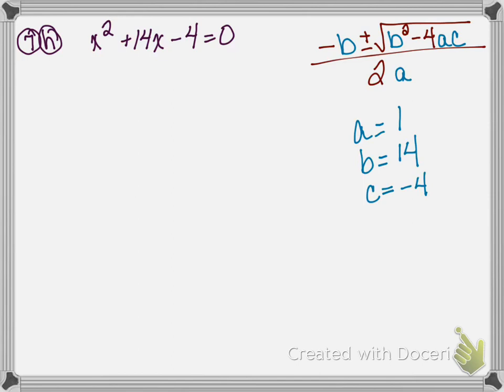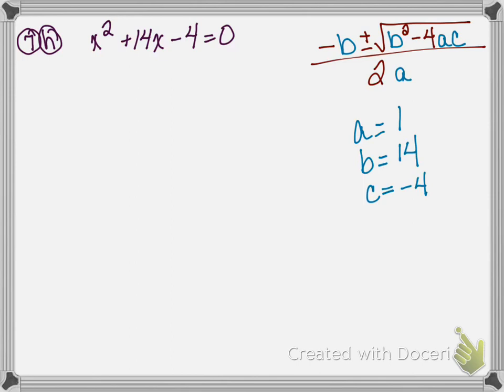Now we're going to be dealing with some pretty high numbers here because of that 14. So using completing the square on this would be a better option for you, because 14 squared is 196, and you're going to have to square that inside the square root sign. So completing the square would be pretty wise here, because we're going to be dealing with some larger numbers.